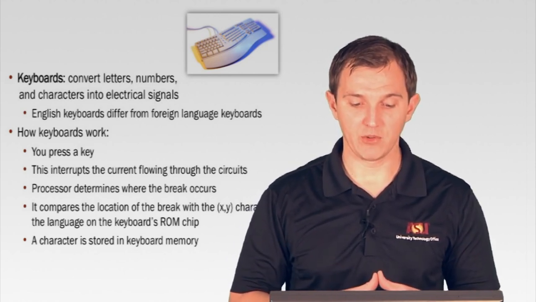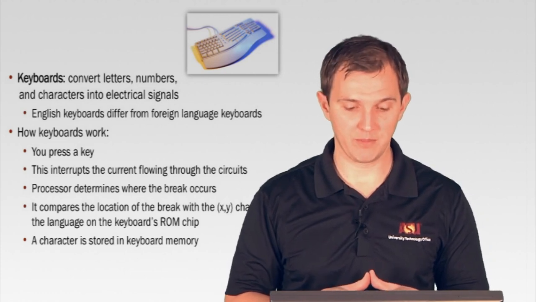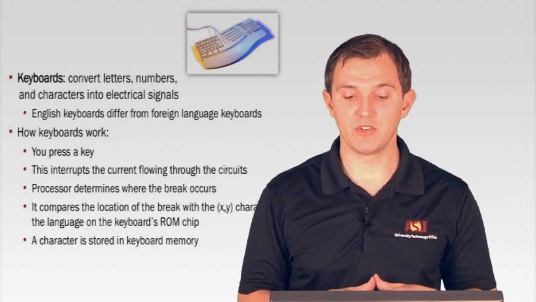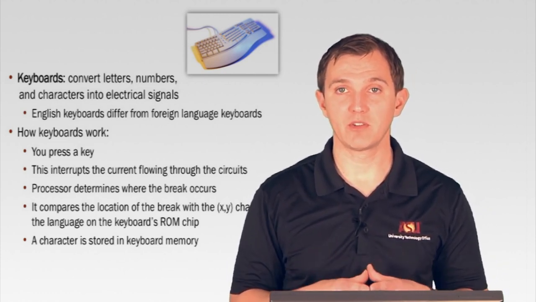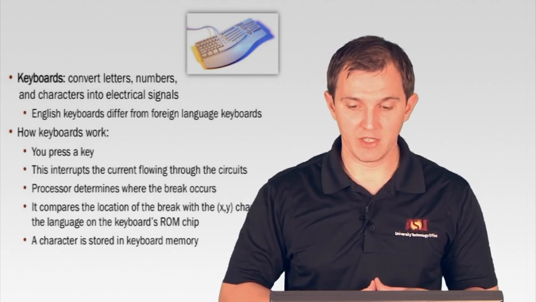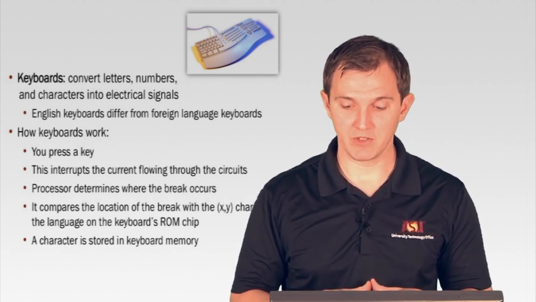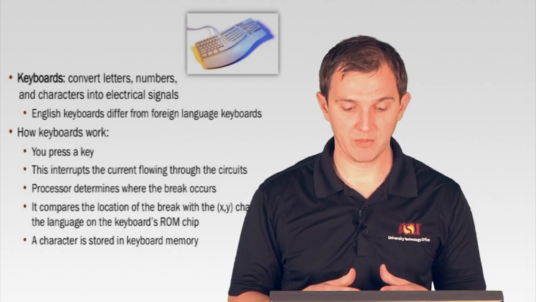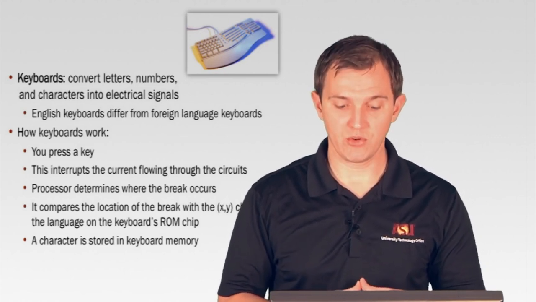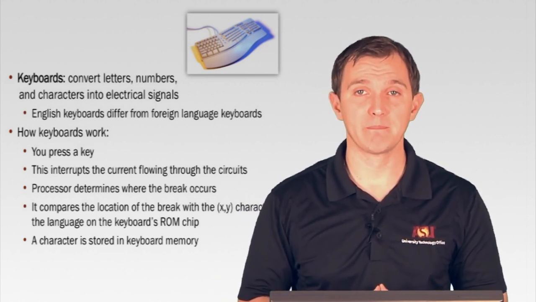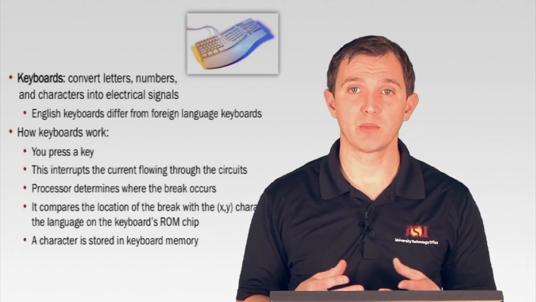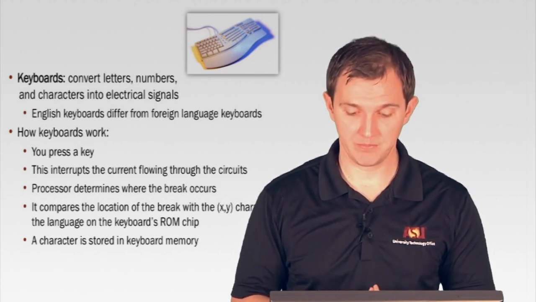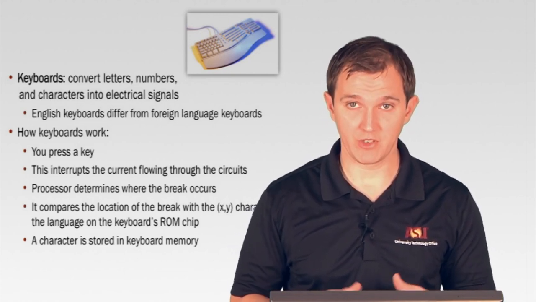And so this interrupts the flow through the circuit. The processor determines exactly where that break in the circuit occurred, and then it compares the character map to determine which key was pressed, and then that character is stored in the keyboard memory, and it actually executes some kind of change in your computer, such as typing the letter K.